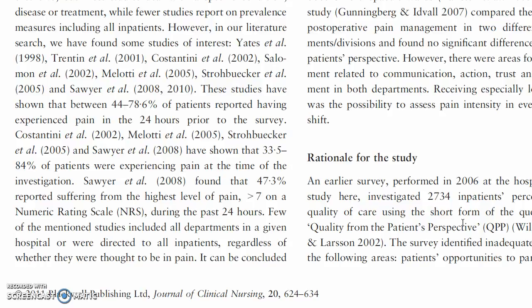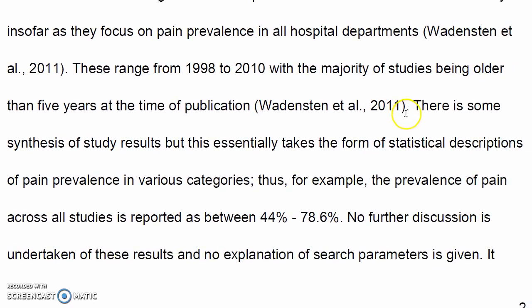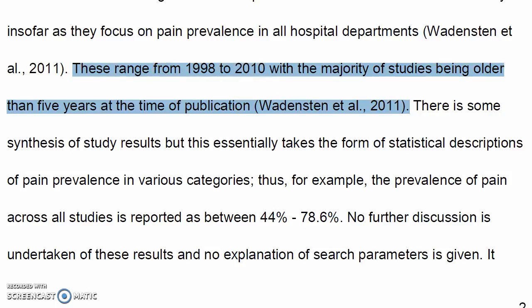Lots of recent sources. This is a 2011 paper, so the sources that they've got there are fine. Does it seem to be a balanced review? Does the author or authors summarize it, that kind of thing? So let's go and have a look at his paper. In the literature review, 8 studies are presented as relevant to the current study insofar as they focus on pain prevalence in all hospital departments. They range from 1998 to 2010, and then he's commented, and this is really good, with the majority of studies being older.